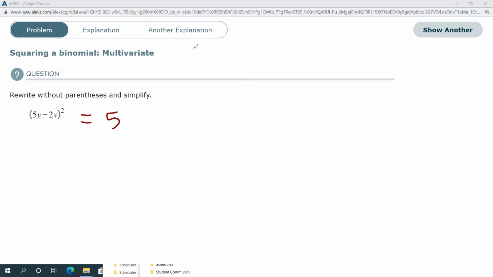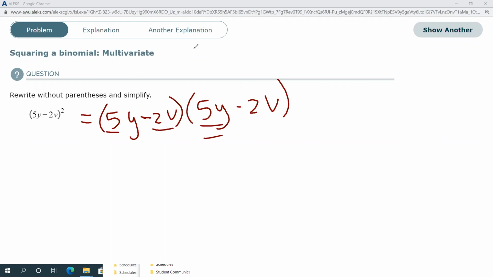Bear in mind, what that squaring means is 5y minus 2v times itself. 5y minus 2v. 2 boys, 2 girls. Every boy dances with every girl.